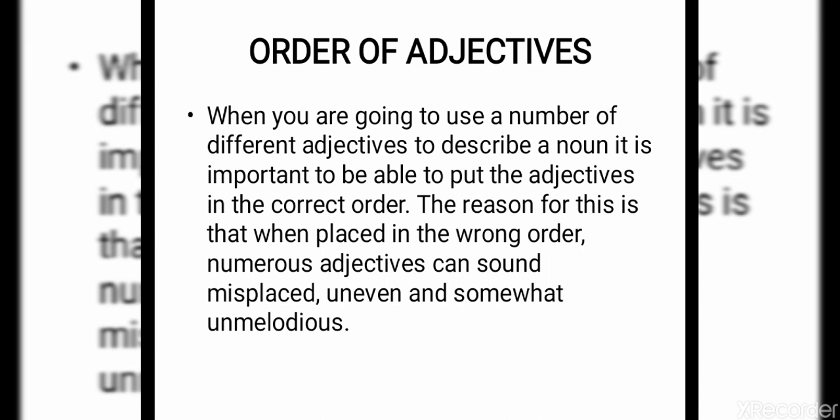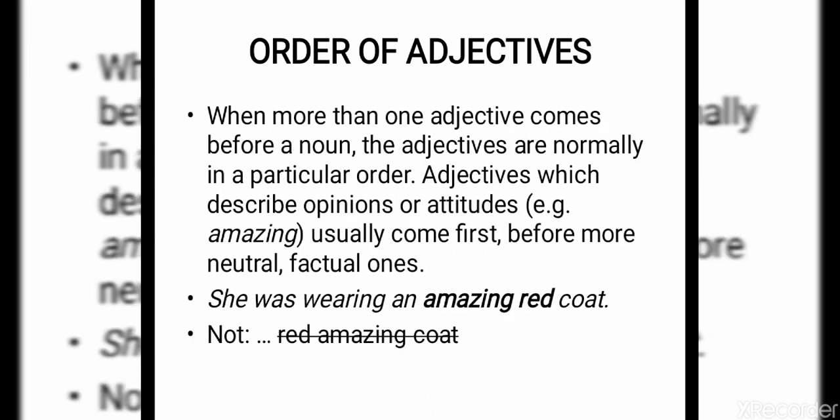When more than one adjective comes before a noun, the adjectives are normally in a particular order. Adjectives which describe opinions or attitudes, for example, amazing, usually come first before more neutral or factual ones. For example, she was wearing an amusing red coat. That is the correct usage. It is not red amusing coat. That is a wrong usage.